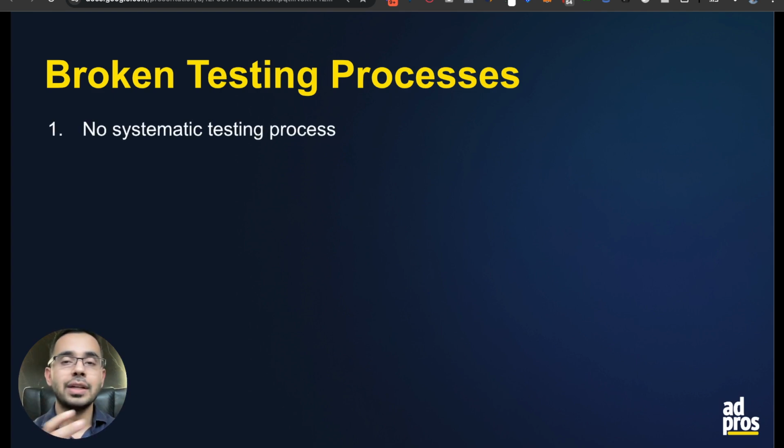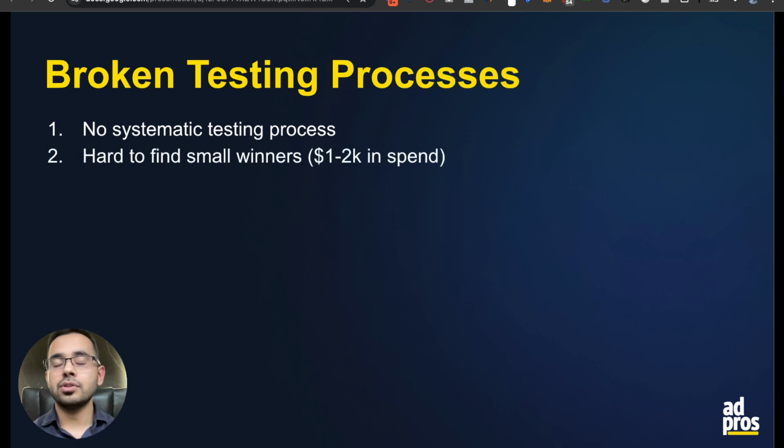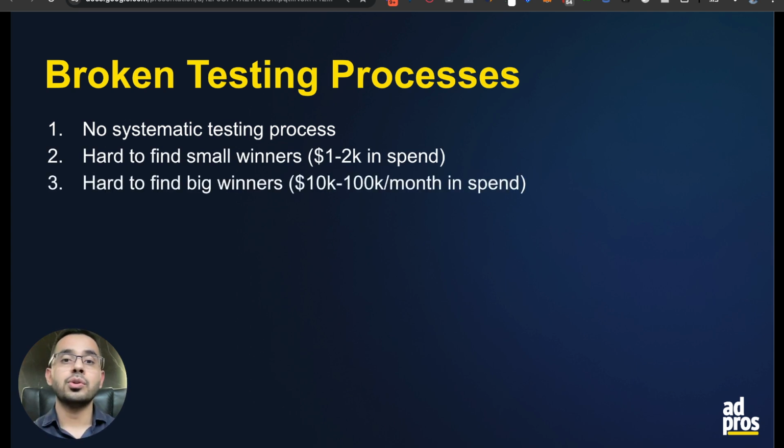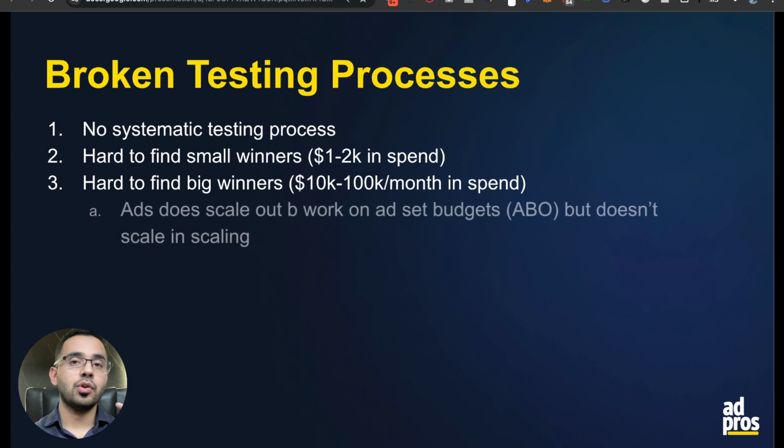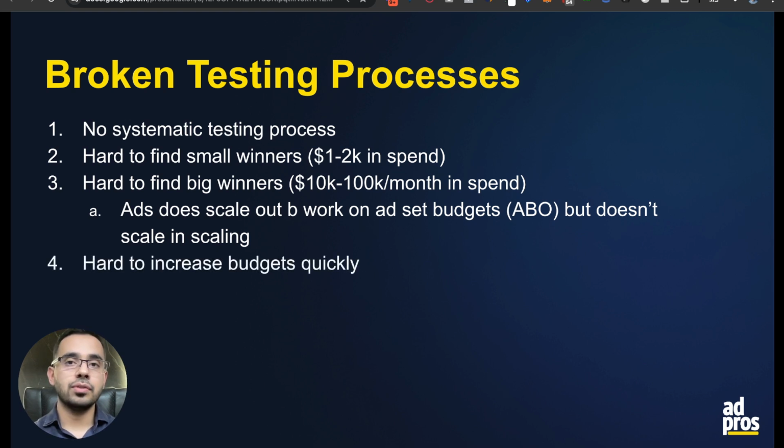And so this is what happens with most testing processes, right? There's no systematic testing process of variables that are predictable. But assuming you have that down, it's hard to find small winners at the $1,000 to $2,000 in spend level. But then after that, once you do find those winners, it's hard to really scale them up. So you're spending $10,000 to $100,000 a month on that specific concept or that creative. And so that concept or that ad could work at the ABO or a small level in terms of spend, but then it doesn't scale in that setup or when you move it to scaling campaigns. And then it's hard to increase budgets relatively quickly.